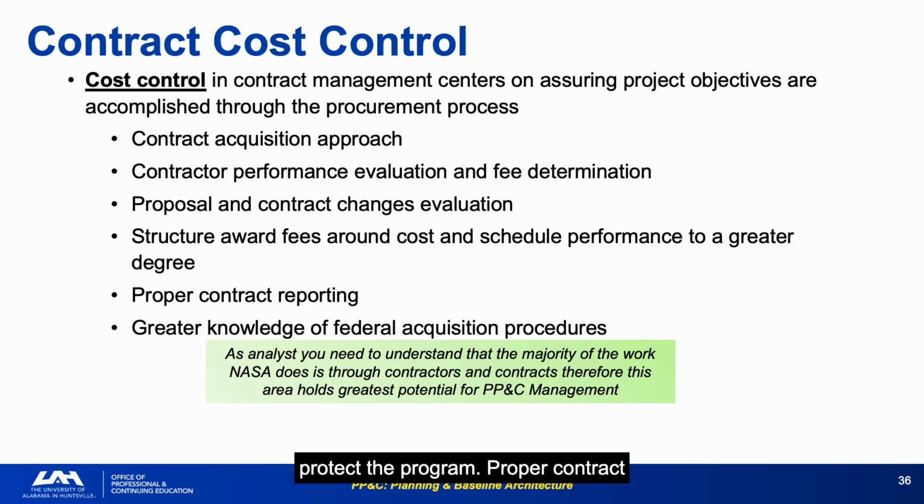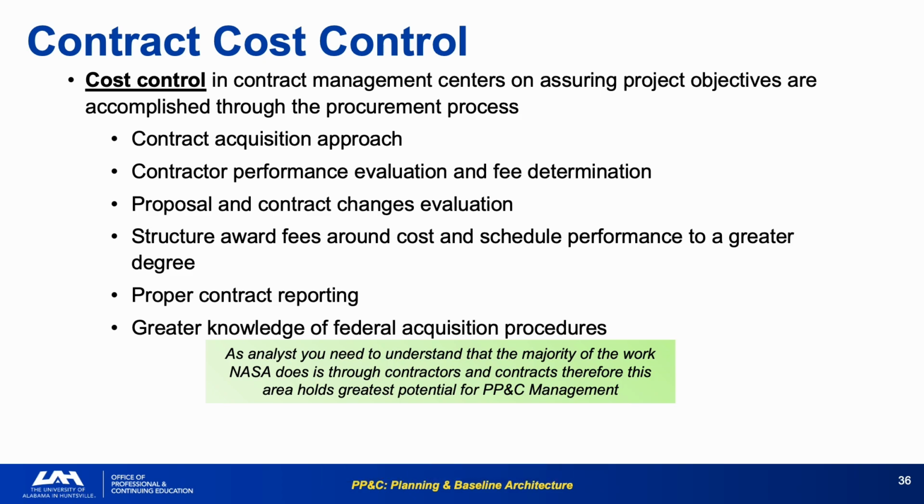Proper contract reporting is the data pipeline. Form 533, CPR formats, and EVM reports are the primary sources of contractor financial data. If the reporting is inadequate, your analysis will be working from incomplete information. Greater knowledge of federal acquisition procedures is listed because PP&C analysts who do not understand FAR/NFS basics are limited in what they can see and do. A working knowledge of acquisition policy makes the analyst far more effective in evaluating contractor proposals.